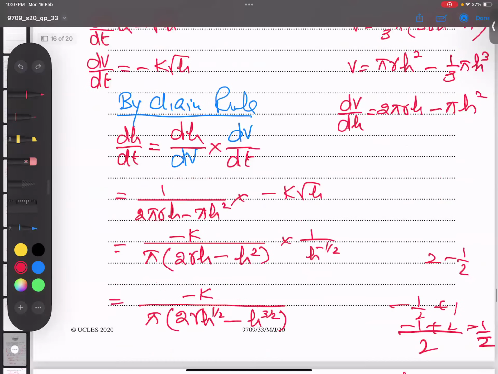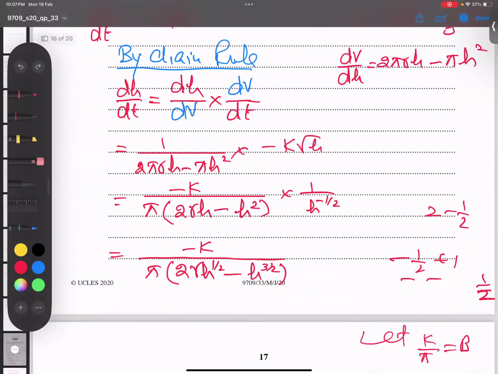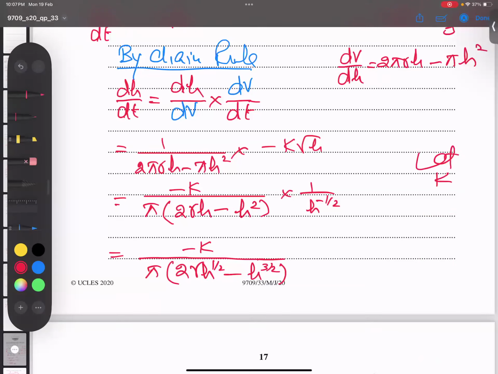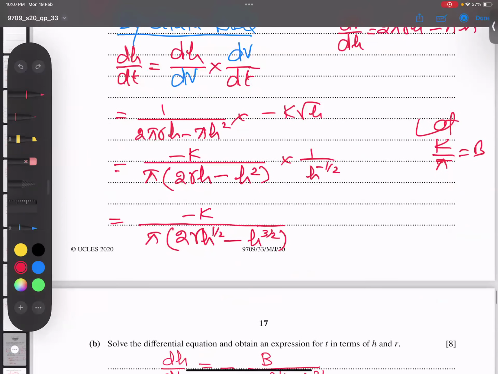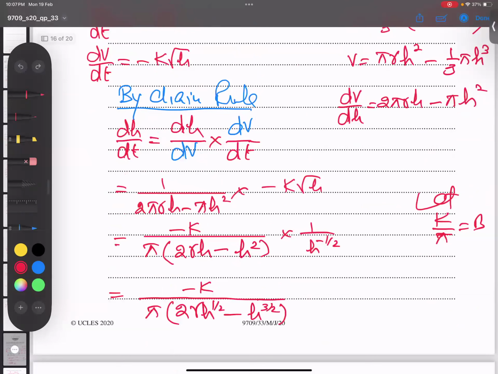But what is the interesting factor we have here? Hold on. Before I start, look at here. I will assume here that k by pi is denoted as b. It depends more upon the question. The thing is what to prove. So this and this together will become b.